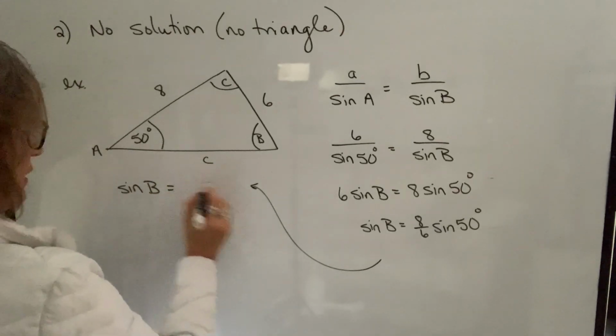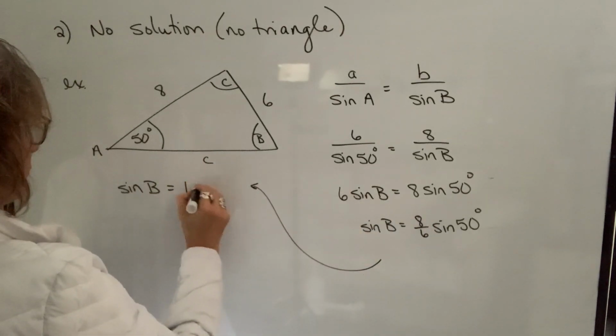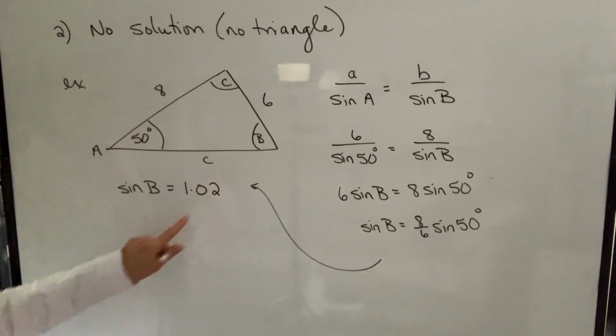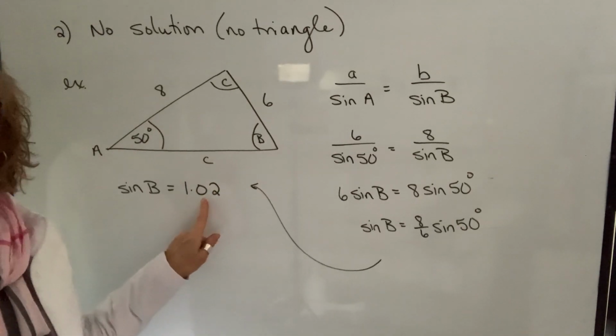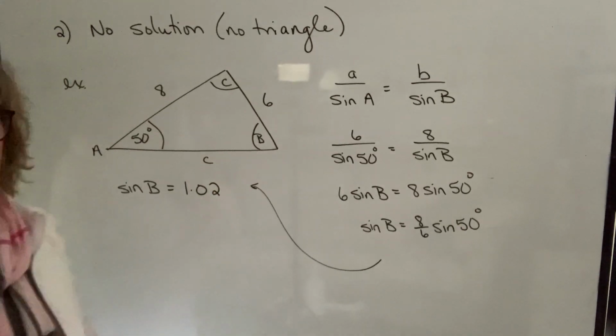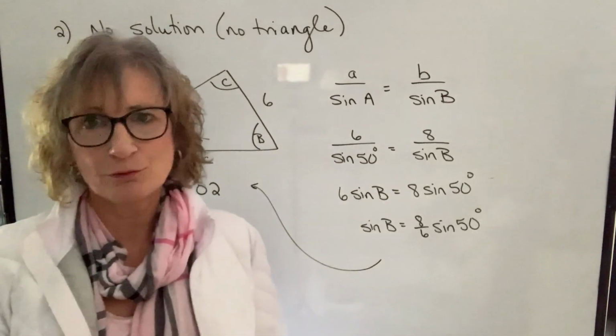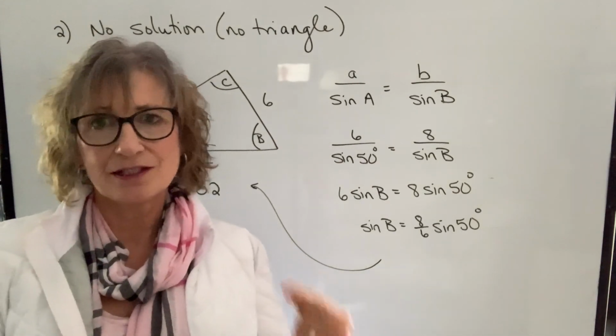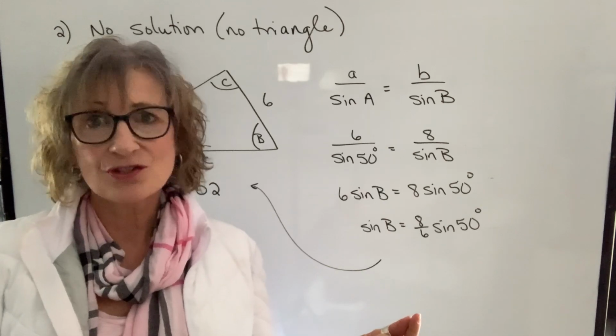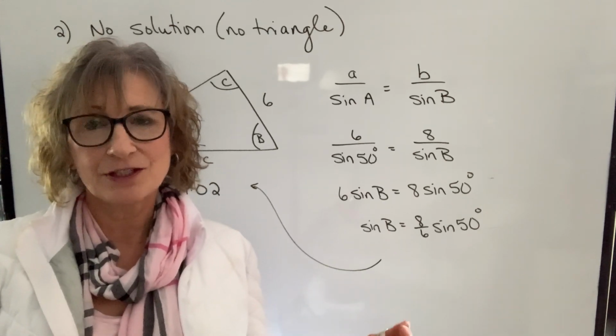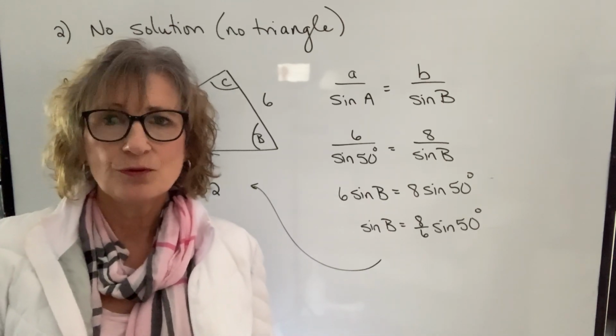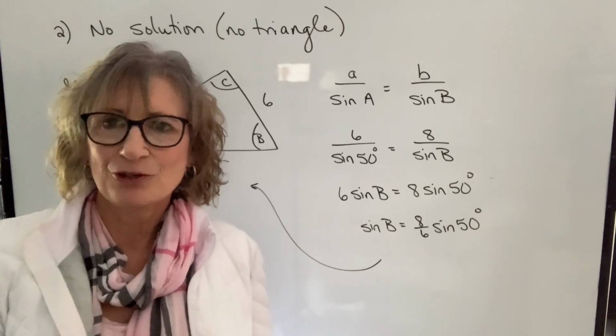The sine of B, when I calculate that, is 1.02. Right away, alarm bells are going off. Remember that the sine is the ratio of the opposite side to the hypotenuse. The hypotenuse is always the longest side in a right triangle. So it's impossible to get a sine greater than 1.